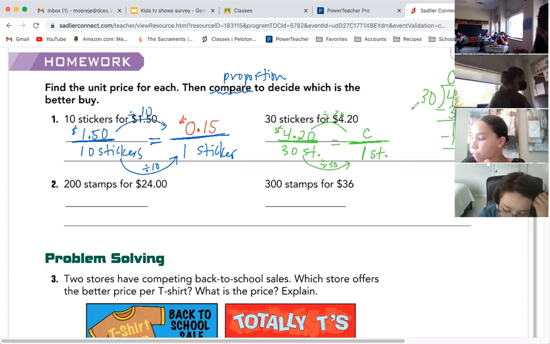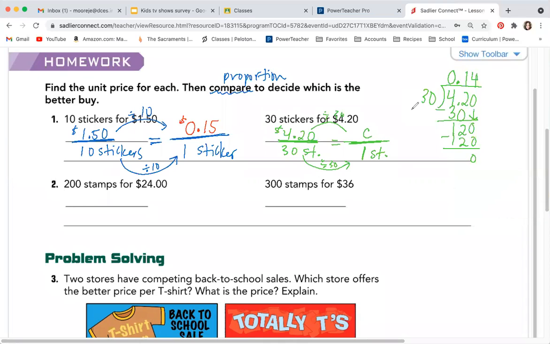Oh, you guys can't see it here in the classroom. Here, there we go. The Zoom window was blocking my work.